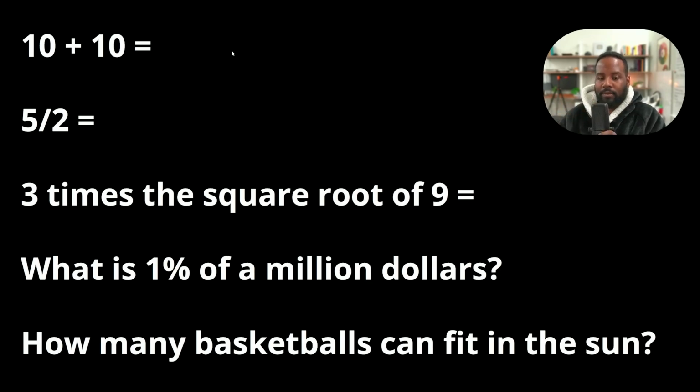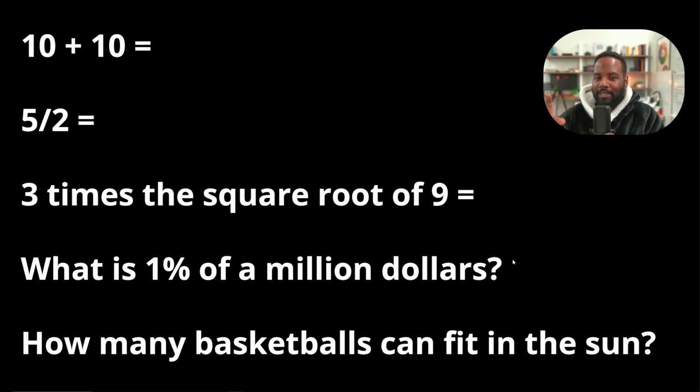Okay, the answer to 10 plus 10 is 20. The answer to 5 halves is 2.5. The answer to 3 times the square root of 9 is 9. The answer to what is 1% of $1 million is $10,000. Finally, it is impossible to know how many basketballs can fit in the sun.